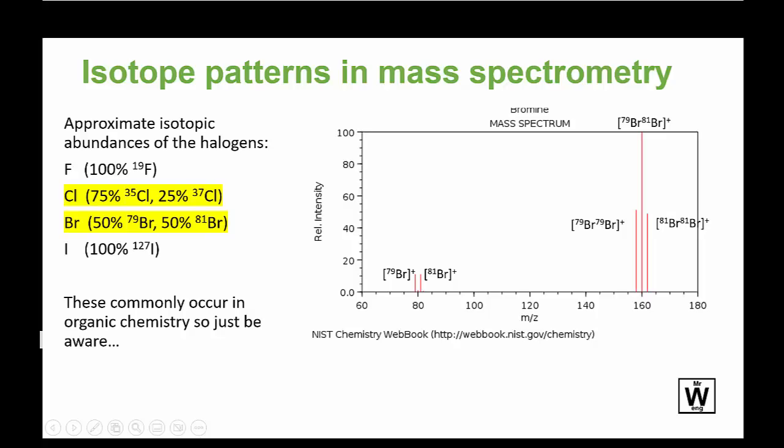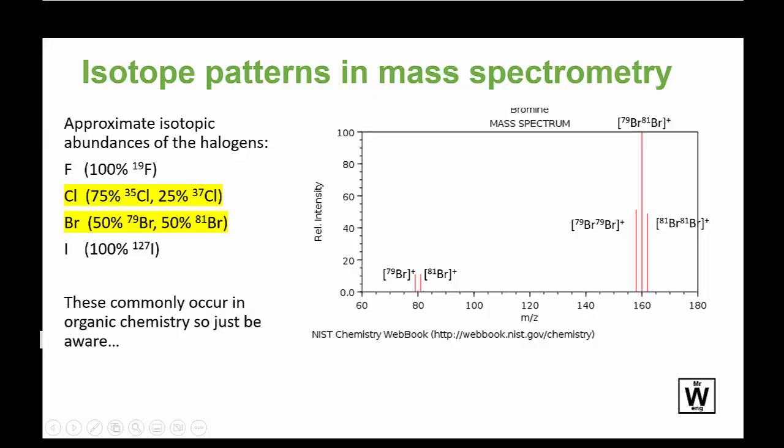So just be aware, as well as chlorine, you don't have to worry about iodine and fluorine because they have a small amount of any other isotope. So they're just written as 100%. There could be 0.01, I'd have to check, but you wouldn't worry about those two. The only one besides chlorine you need to worry about is bromine. So bromine's about 50-50, 79 and 81.